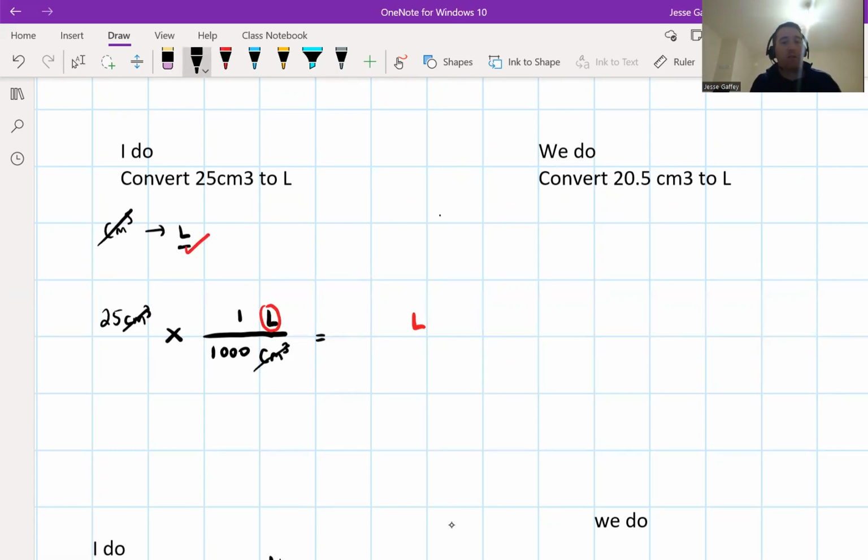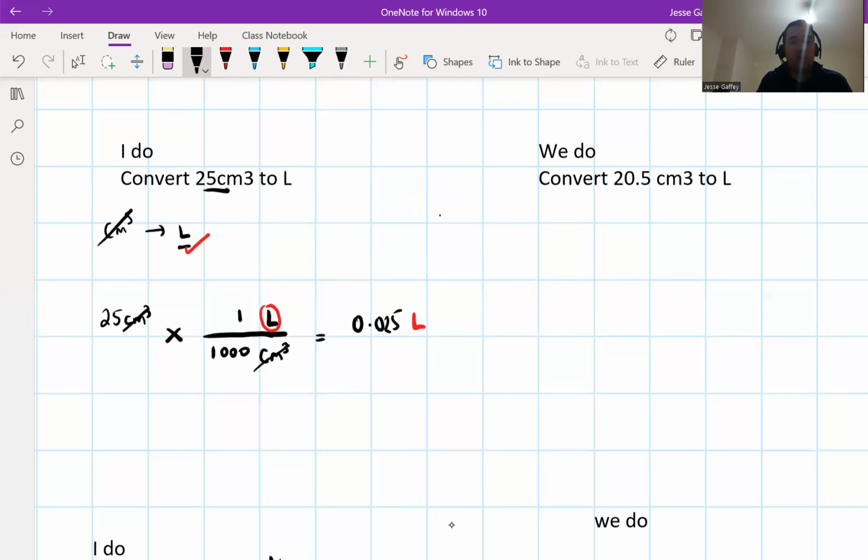Okay, so what we're going to do is get a calculator now, and you're going to do 25 times a fraction, 1 over 1,000. And those of you who are good at maths will know that this is the same as dividing 25 by 1,000. But this is what you're actually doing when you're dividing 25 by 1,000. So when you do this, you should get 0.025.